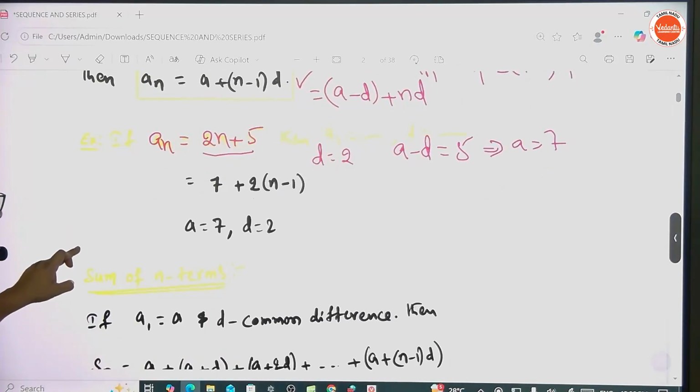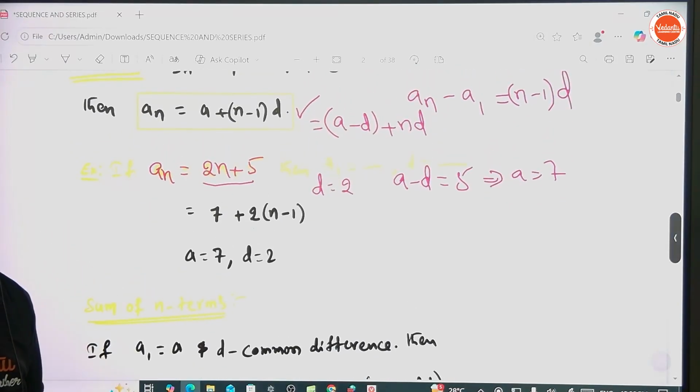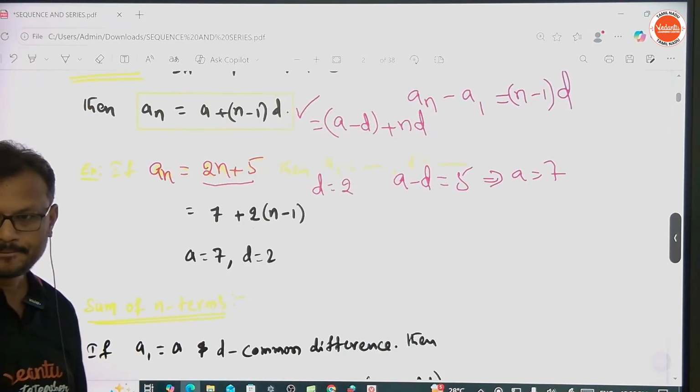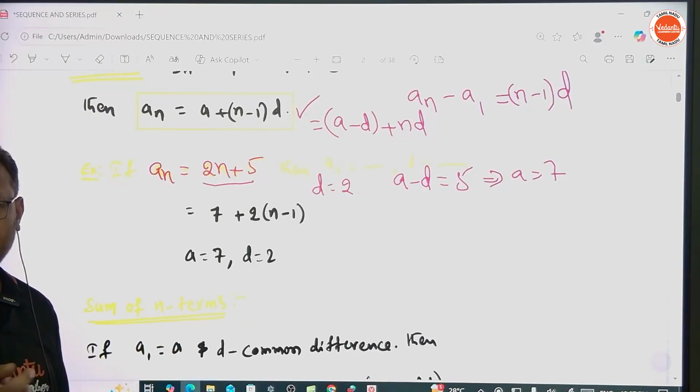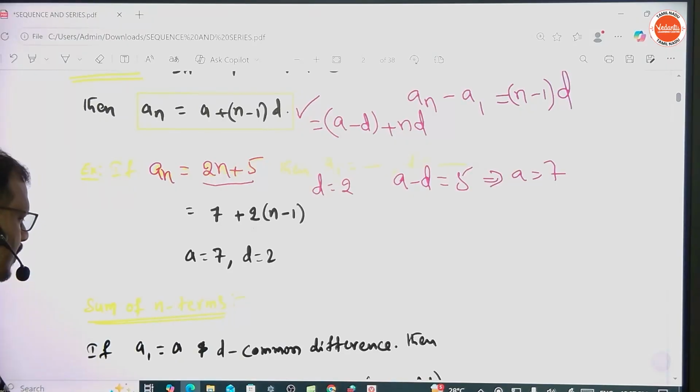Yeah. So, sum to n terms of an AP. How do we find the sum of n terms? For example, the first term is A. For the second term, let us take the common difference D. So the second term will obviously be A plus D. The third term will be A plus 2D. The fourth term will be A plus 3D. And so on.